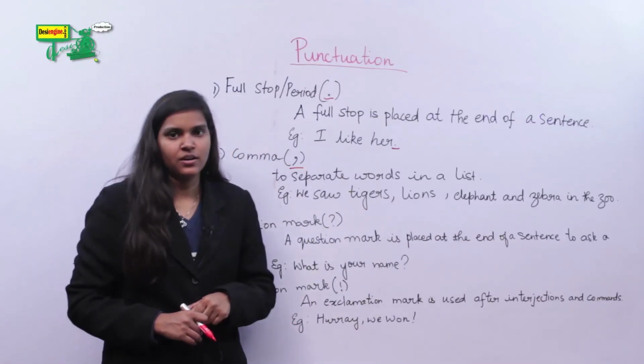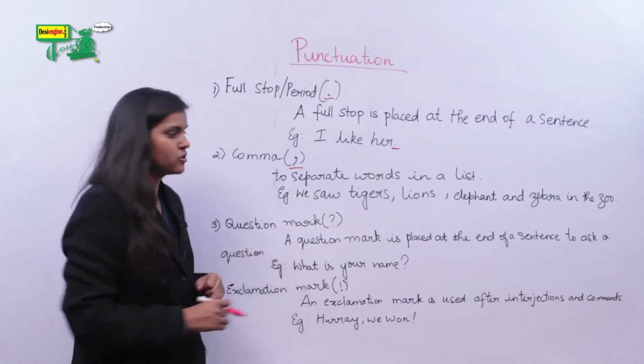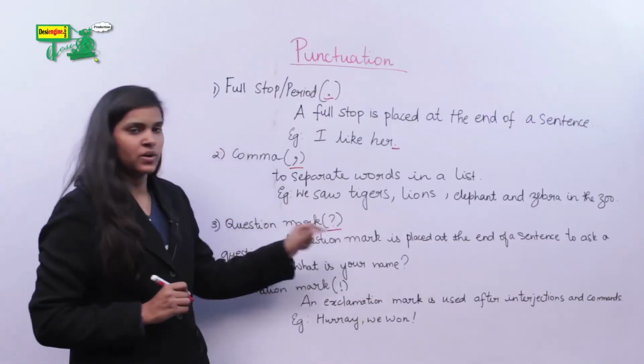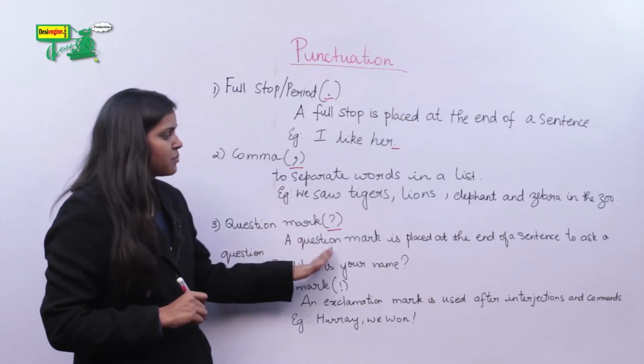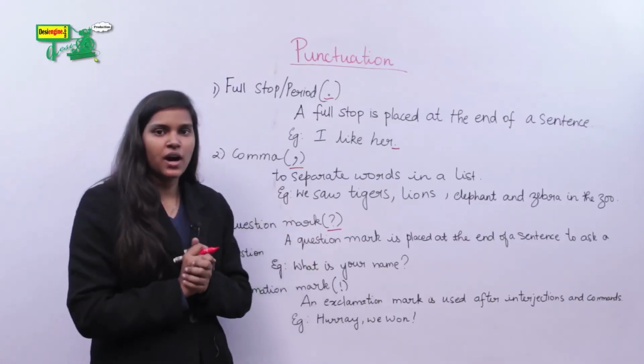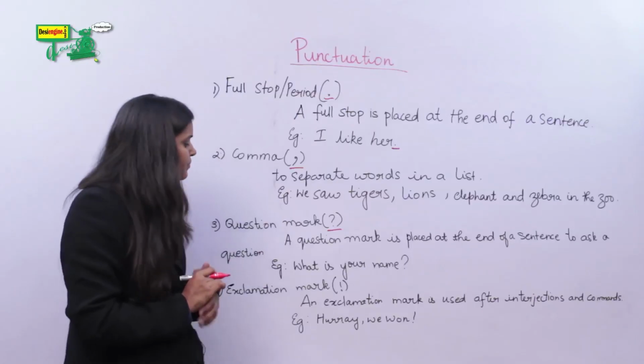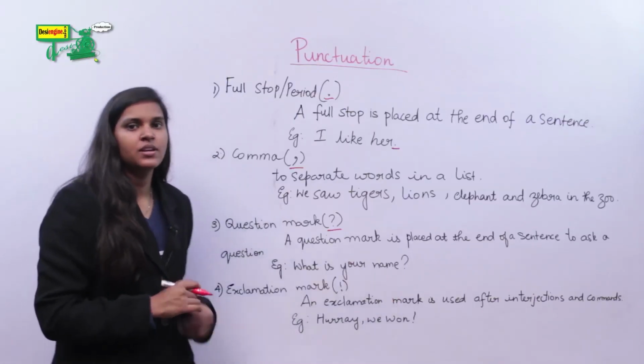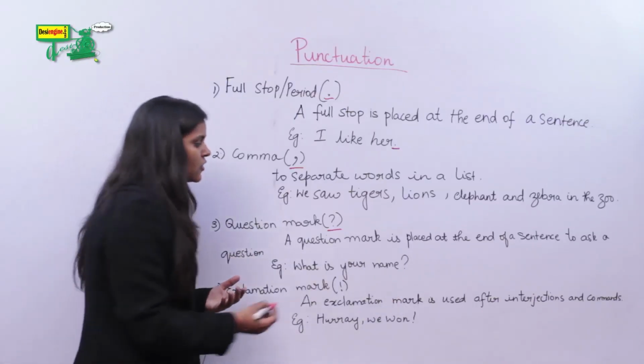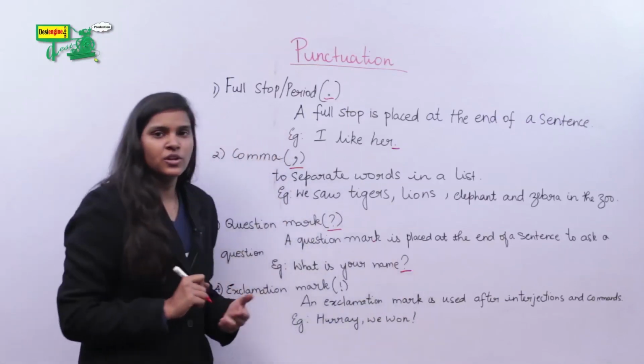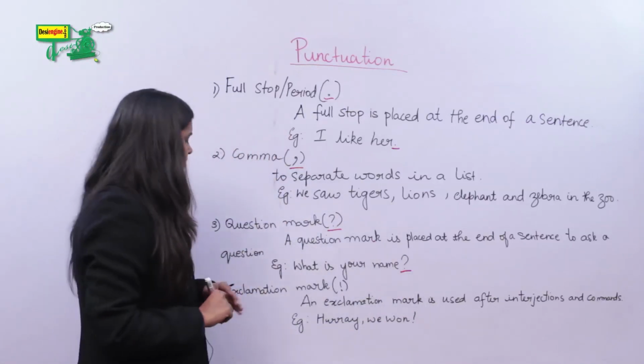Next is question mark, and the symbol used for a question mark is this one. A question mark is placed at the end of a sentence to ask a question. For example, what is your name? This is a question. Therefore, we have used a question mark at the end of the sentence.